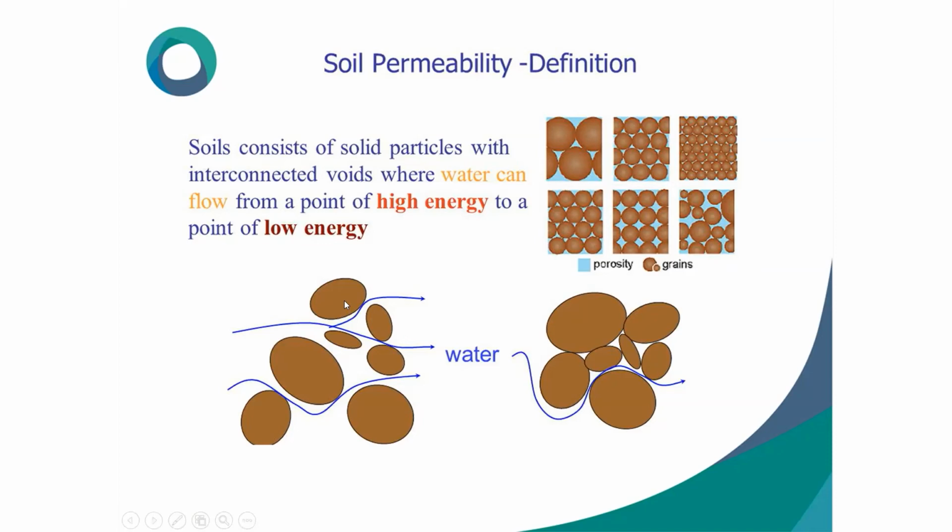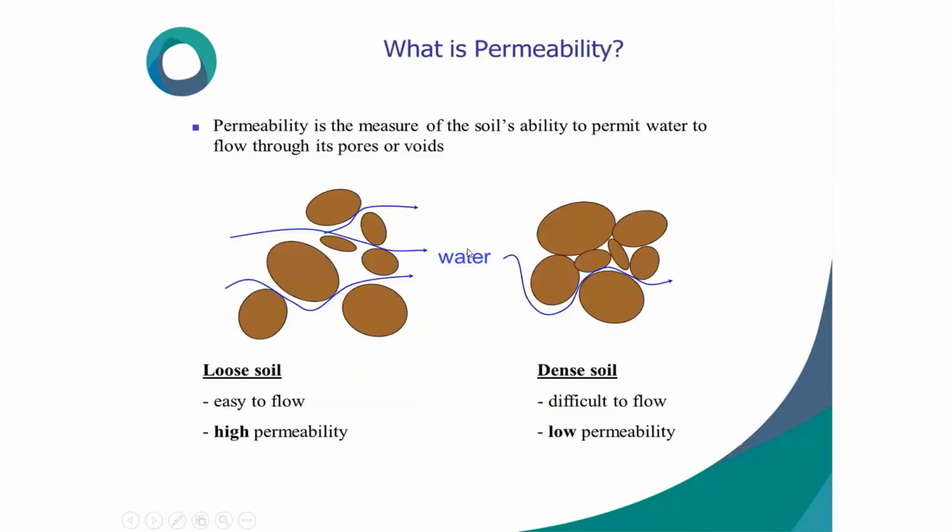Soil consists of solid particles with interconnected voids where water can flow from a point of high energy to a point of low energy. Each soil, whether gravel, sand, silt or clay, you can see how the water can flow into it. What is permeability? Permeability is the measure of the soil's ability to permit water to flow through the pores or voids.